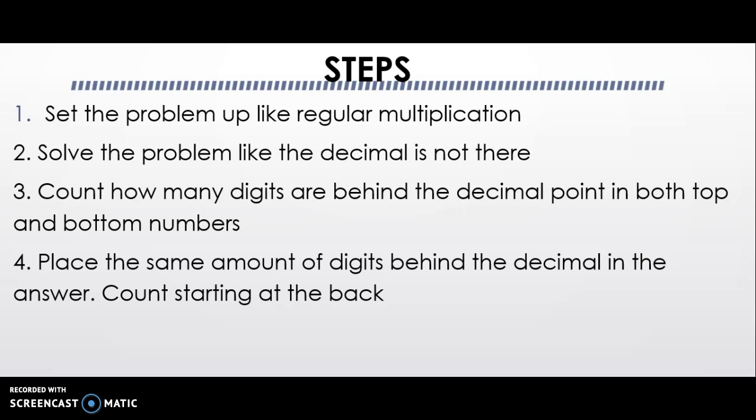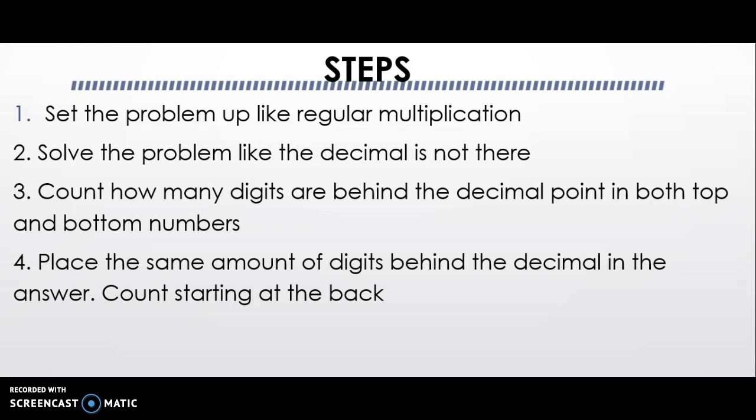Step 2, you're going to solve the problem like the decimal is not there. So if you're using the standard algorithm, if your number is 1.42, then you set it up as 142. Step 3, count how many digits are behind the decimal point in both the top and bottom numbers that you're multiplying with. Then step 4, place that same amount behind the decimal point in your answer. And you're going to count starting from the back of your number.